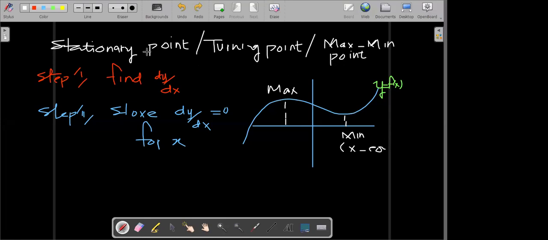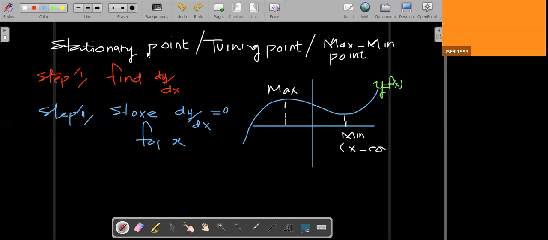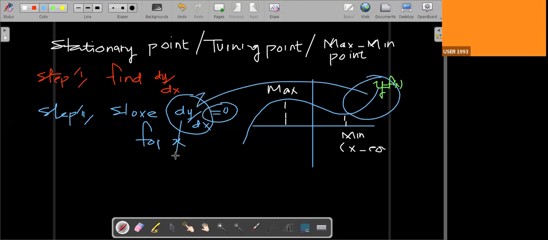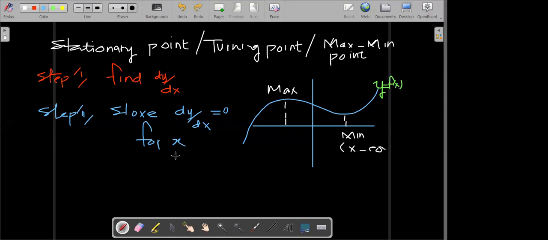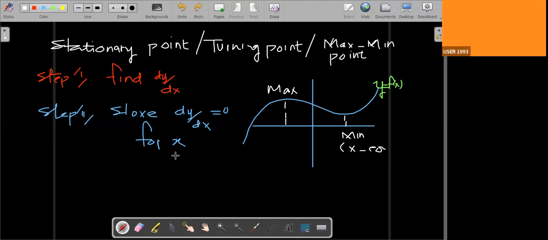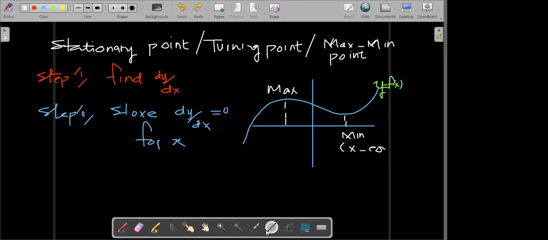Now here, if you just equate the derivative of this curve's equation to 0 and then solve for x, how many x values will you get? 2. Yeah, because we have two turning points, or maximum minimum points. One is maximum, the other one is minimum. We got 2. So how do you know which one's answer is the maximum's x coordinate, and which one is the minimum's x coordinate?